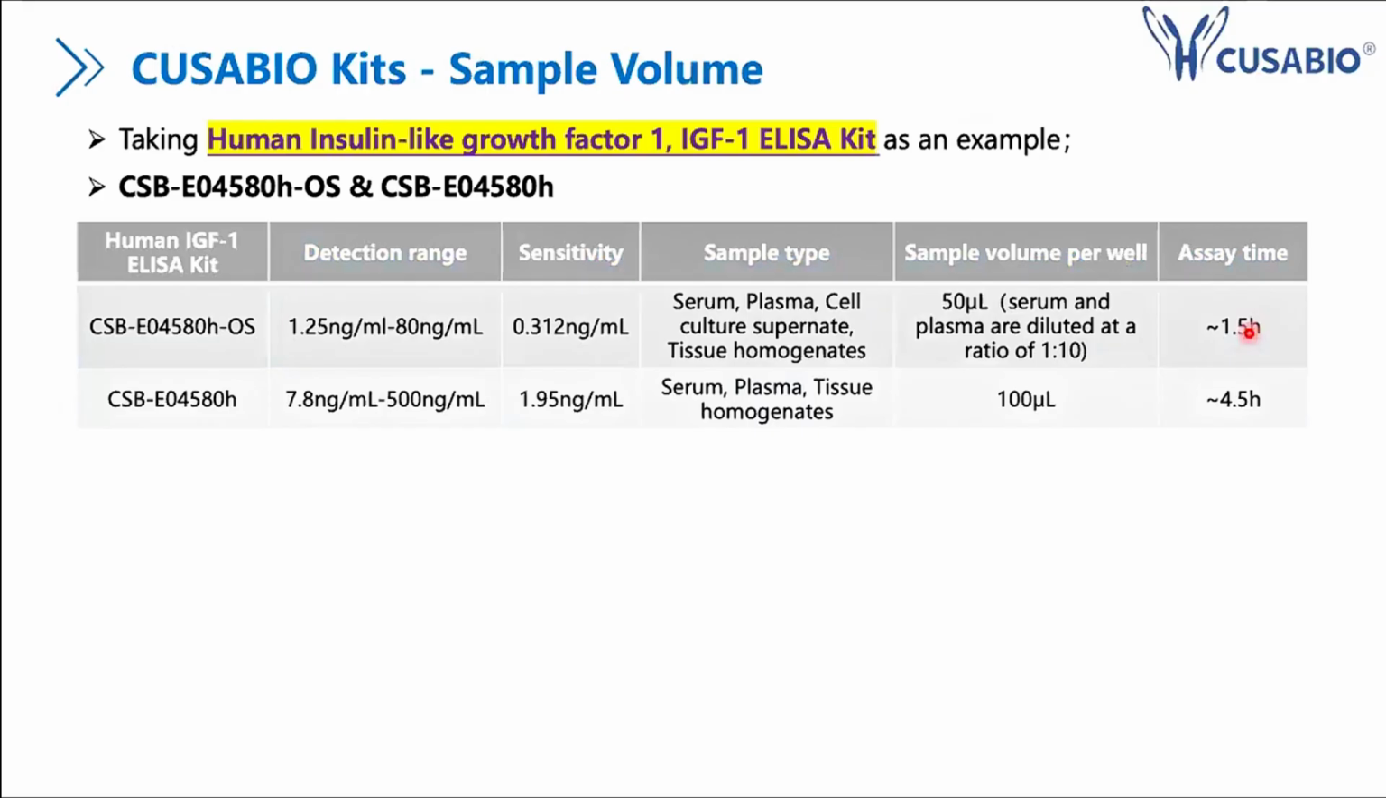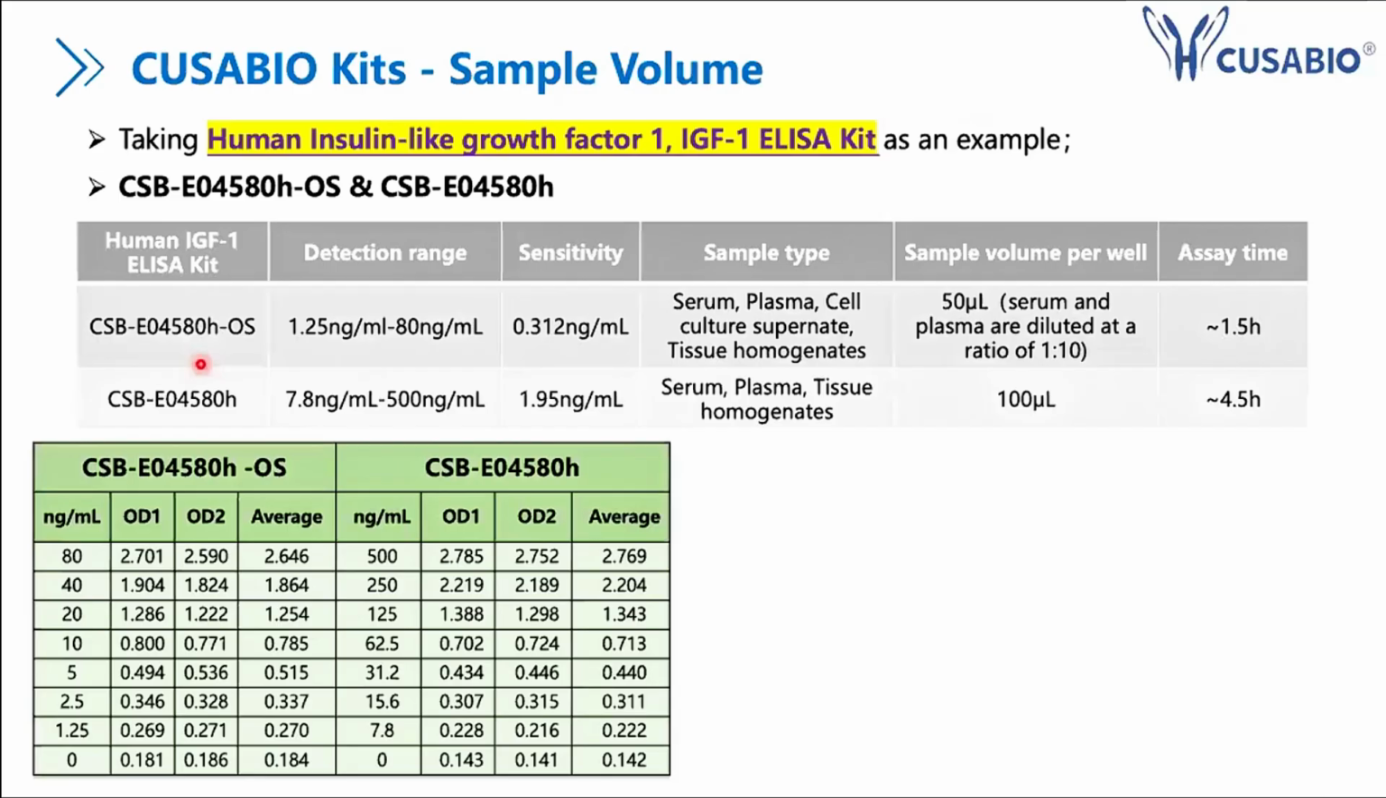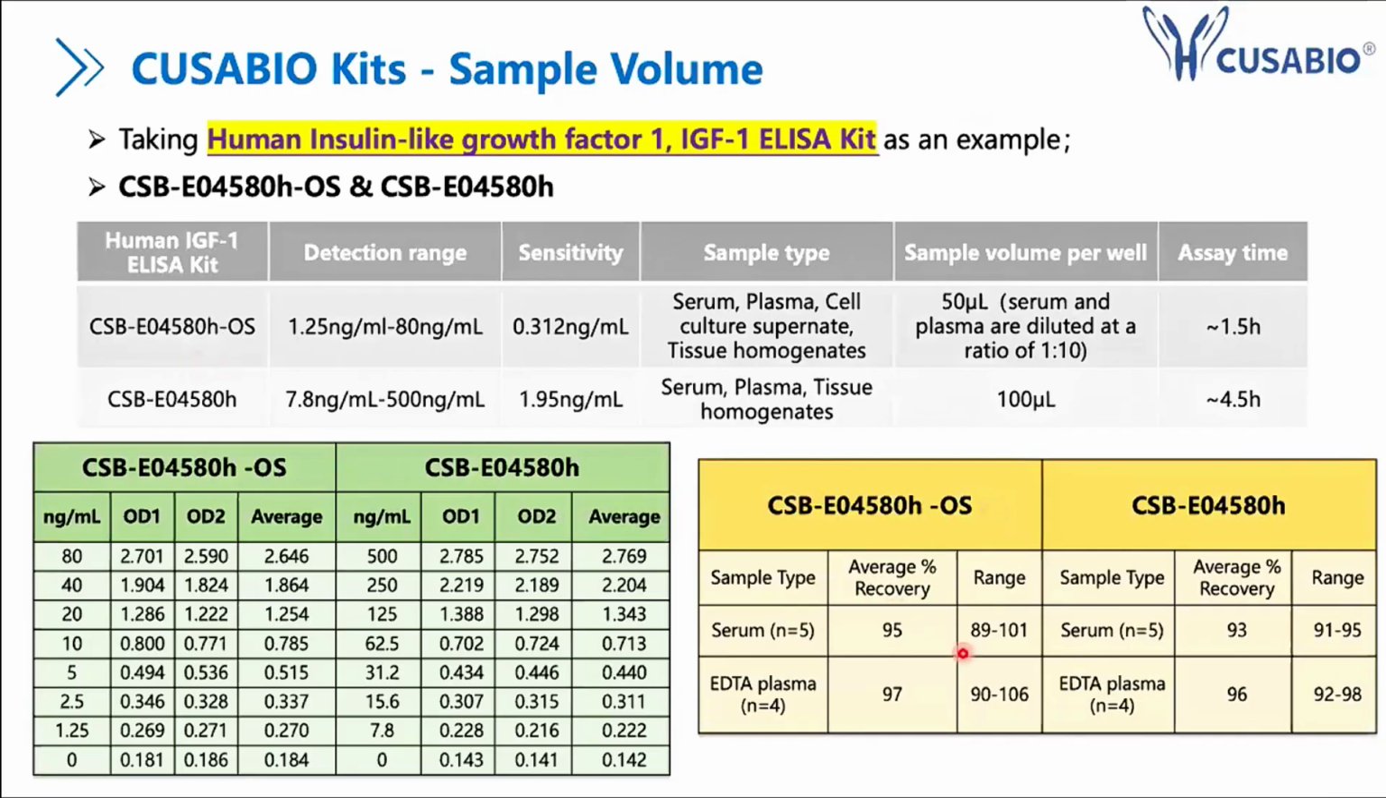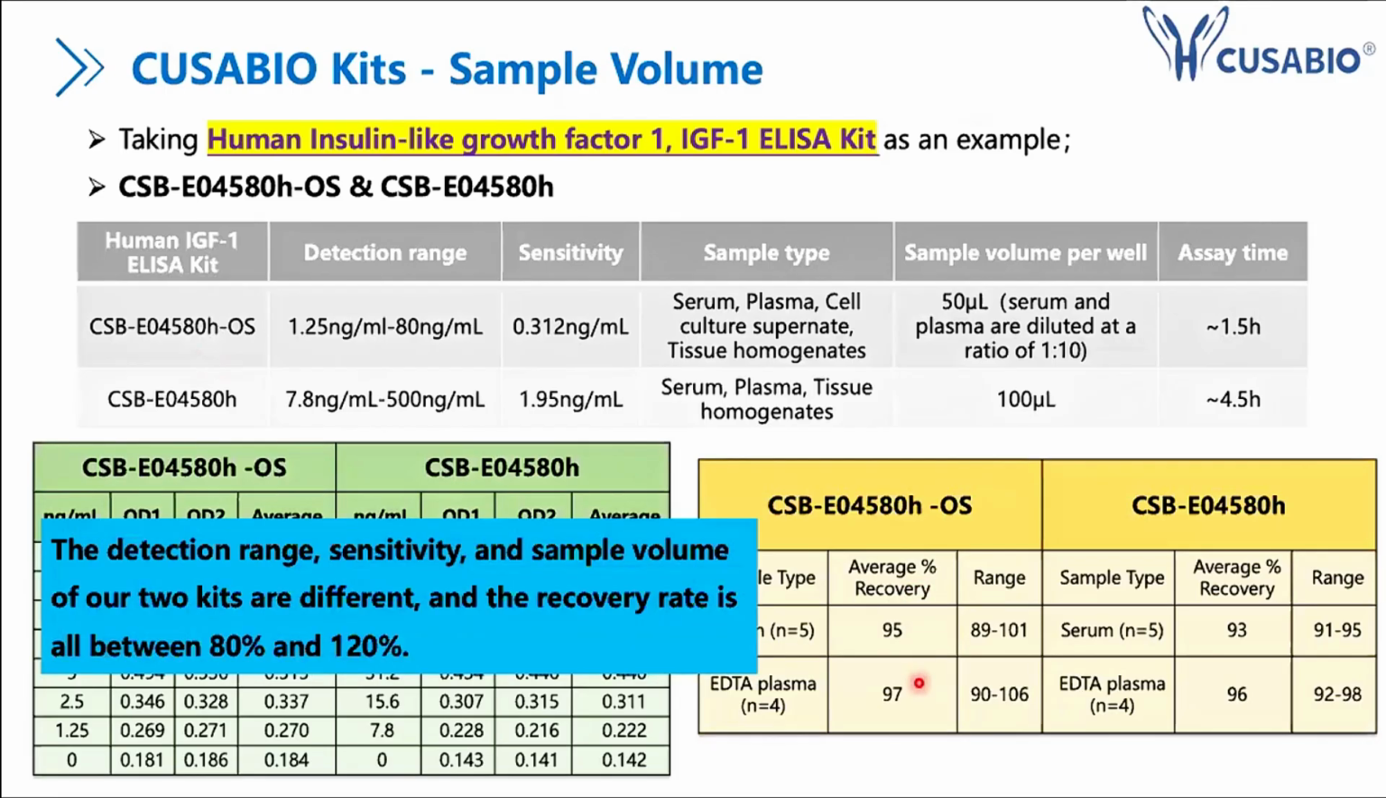The next one is the human insulin-like growth factor 1, the IGF-1 ELISA kit. For this kit, we are comparing the IS series with the normal one, with the standard assay, and for these two kits, we also performed the assay to evaluate the percentage of recovery. The key point here is that the detection range is different and the sample volumes of our two kits are different. But the good thing is that the recovery rate for these two kits is between 80% and 120%. So both kits have very good performance.